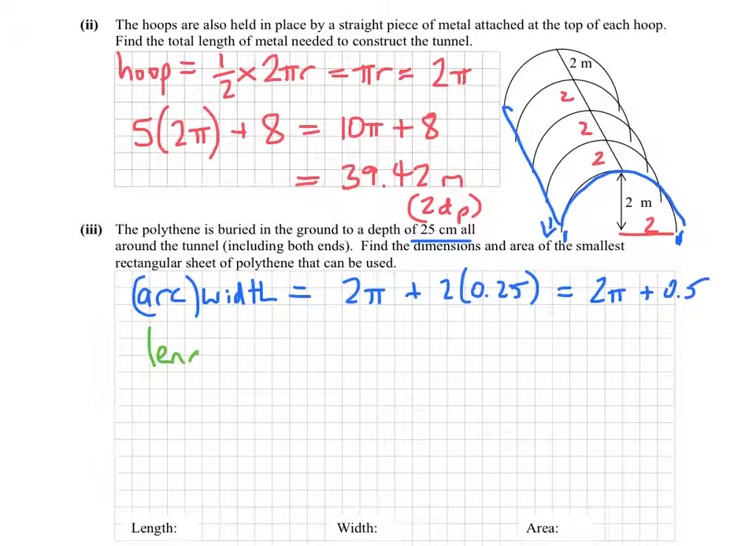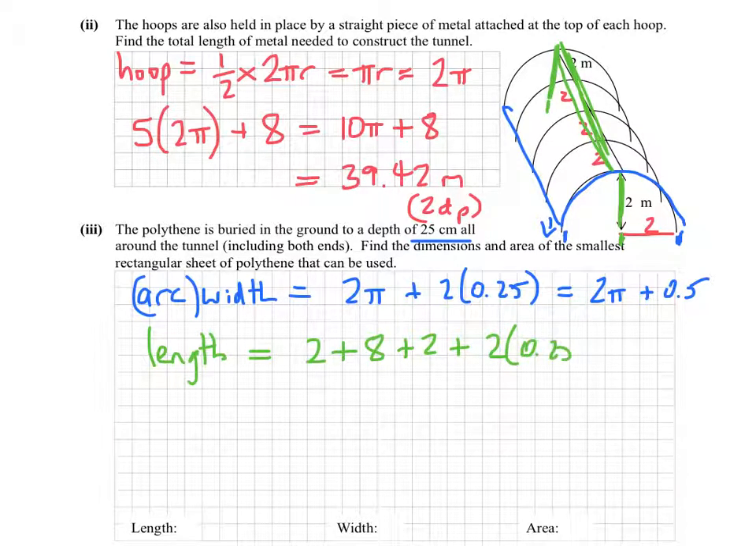Now for the length, so we not only have the length of the spine, but we also have 2 meters down at one end and 2 meters down at the other end. So the length is going to be 2 plus 8 plus 2, but we also have to include the buried section at either end of 0.25, and so there we have an answer of 12.5 meters.